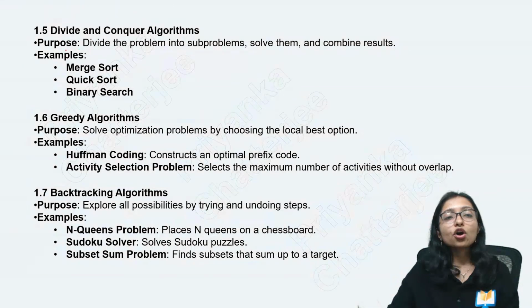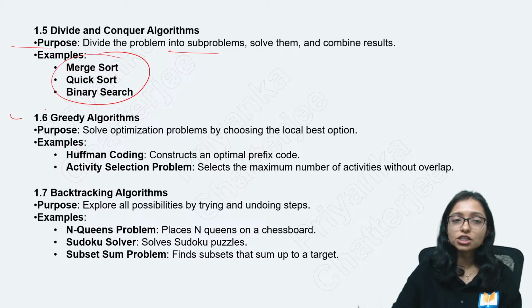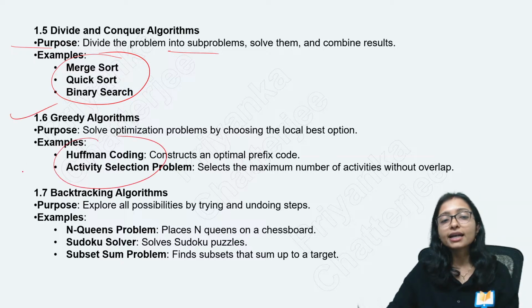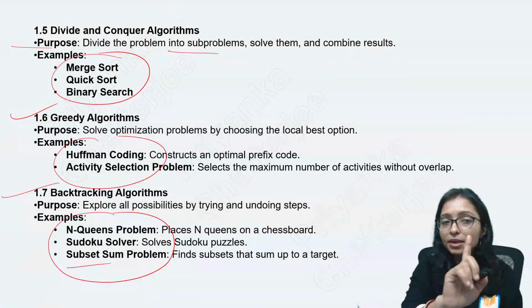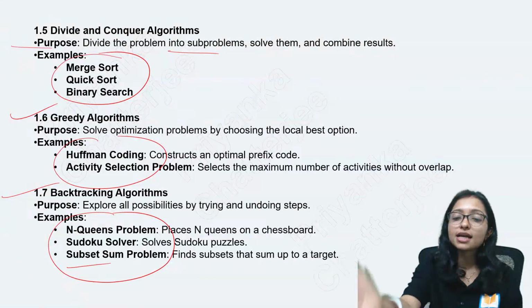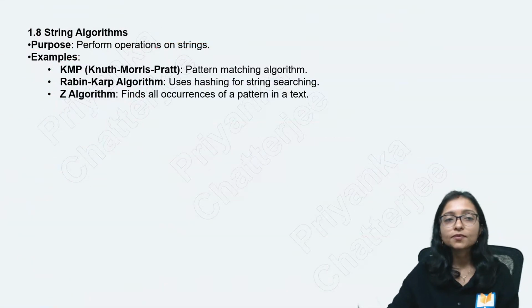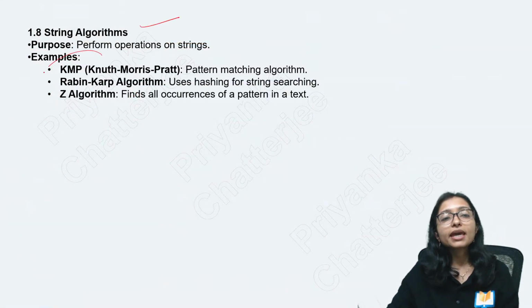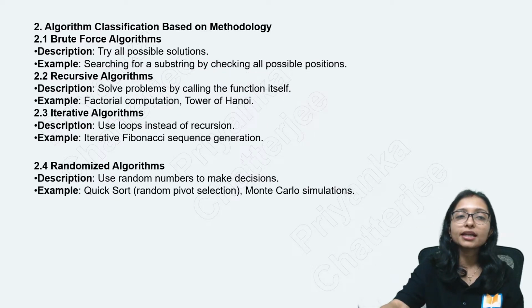Here divide and conquer: divide the problem into subproblems, merge sort, quick sort, binary search. Greedy: Huffman and activity selection. Backtracking: N-Queens, Sudoku. You need to remember this, matching questions are coming, which one comes under which algorithm. String algorithms: KMP, Rabin-Karp and Z algorithm come under string algorithms.